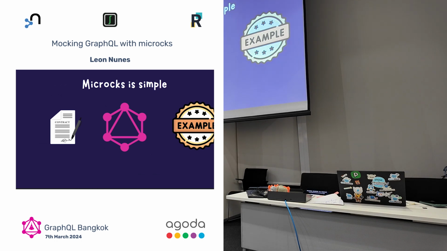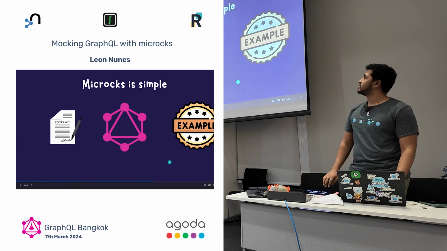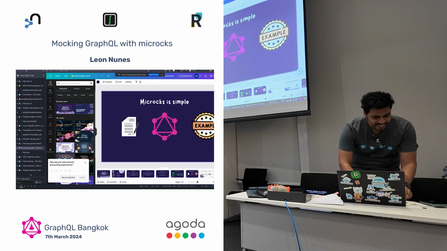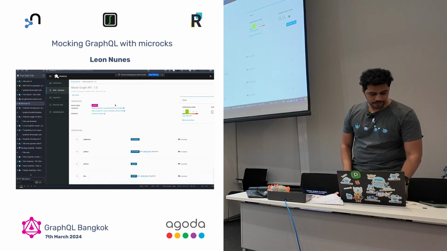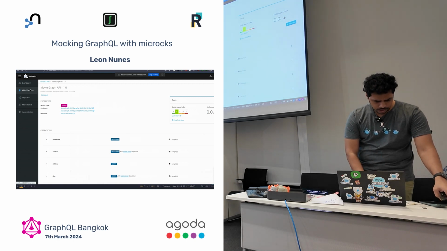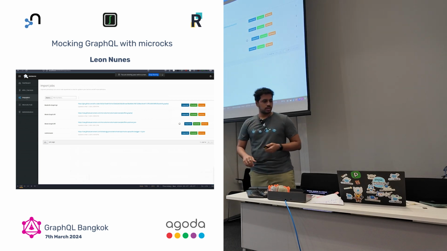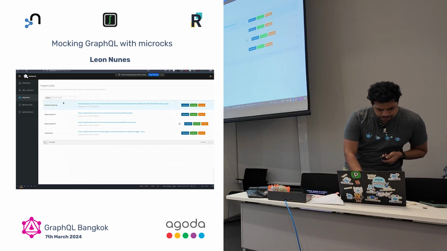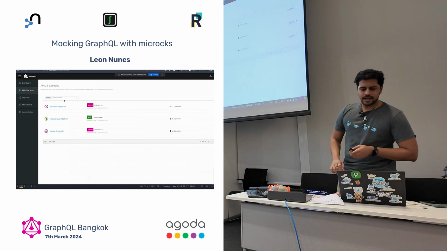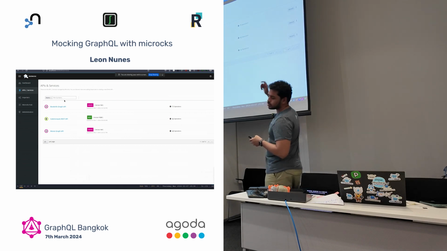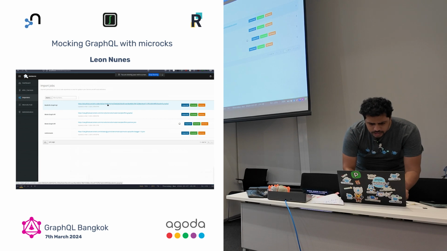So Microcks is pretty simple. To show you all how simple it was for me, since I just started using it a few days ago, this is how the Microcks UI looks. You can see here I have a bunch of APIs. The main one currently in use is the book info one. Let me show you how it's imported. This is a gist that I created.